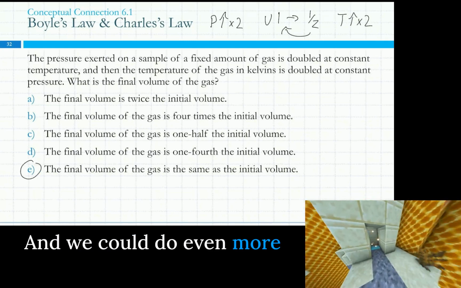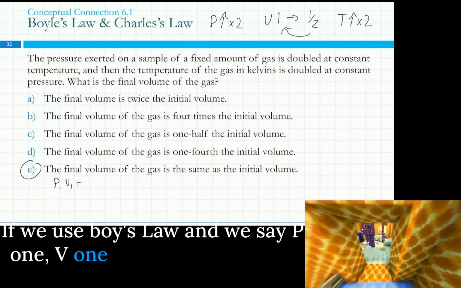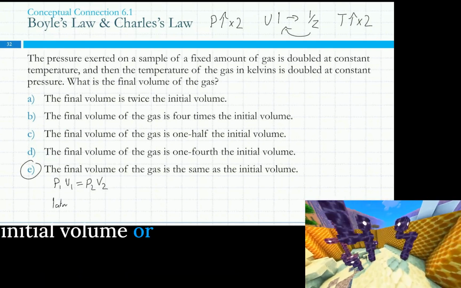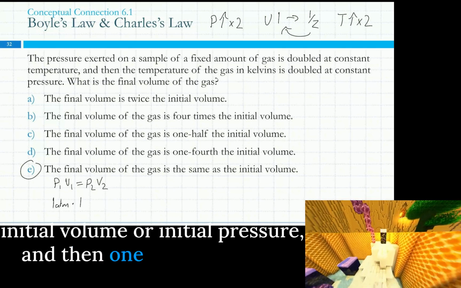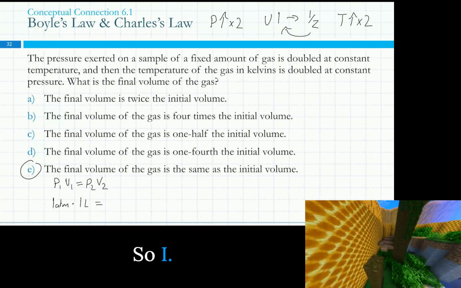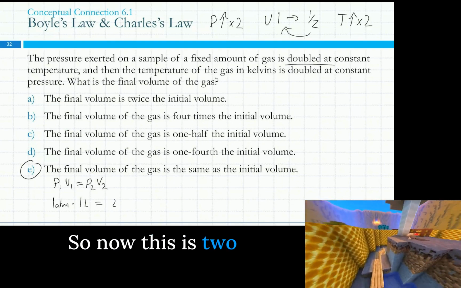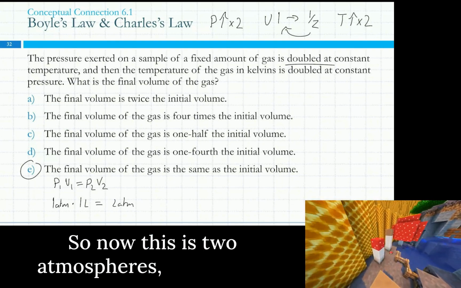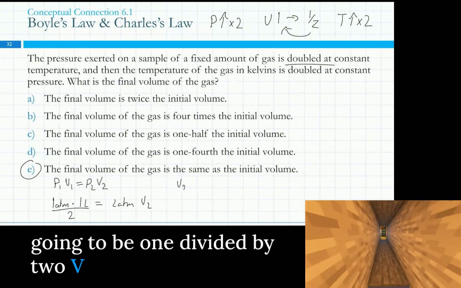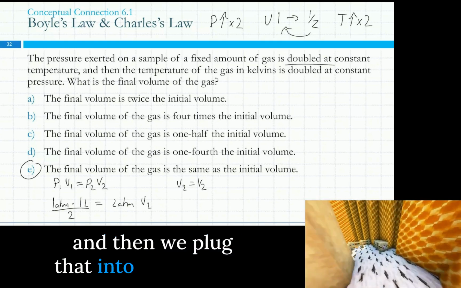And we could do even more to apply numbers to this. If we use Boyle's law and say P1V1 equals P2V2, again just picking 1 as the initial pressure, and say 1 liter as the initial volume. So I doubled the pressure, so now this is 2 atmospheres. So V2 is going to be 1 divided by 2. V2 equals 1/2. And then we plug that into Charles' law.